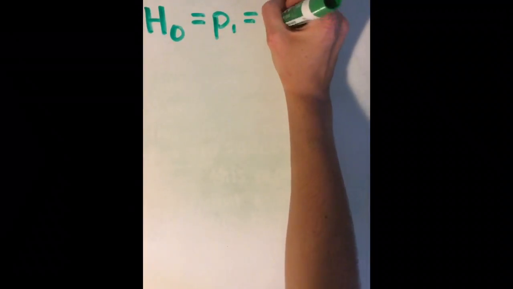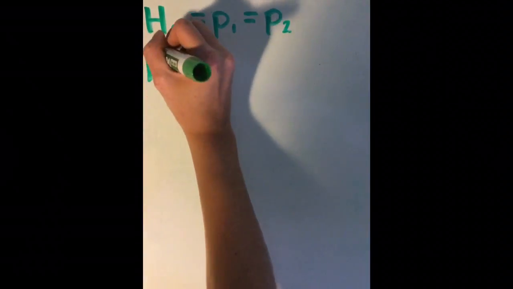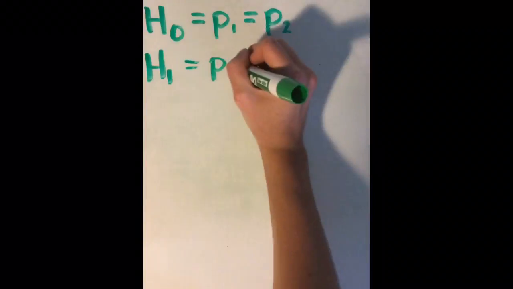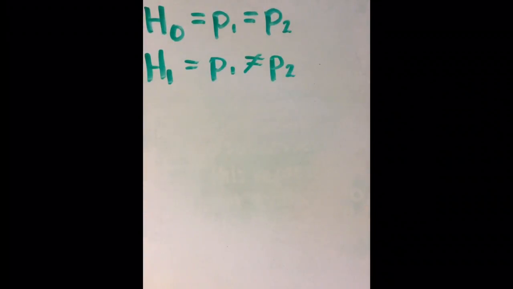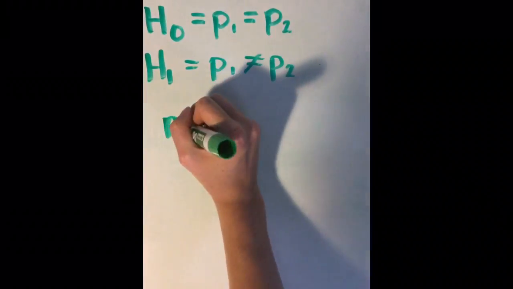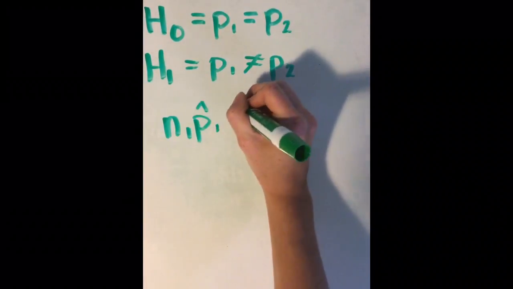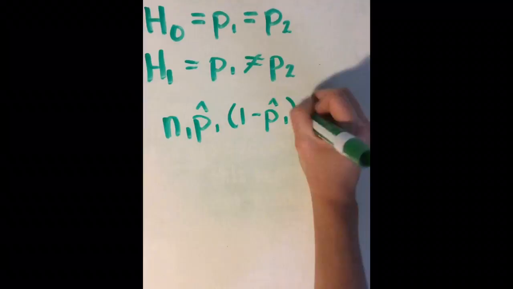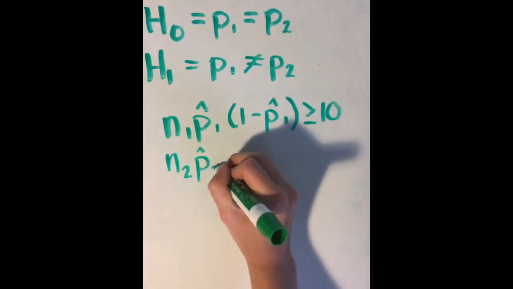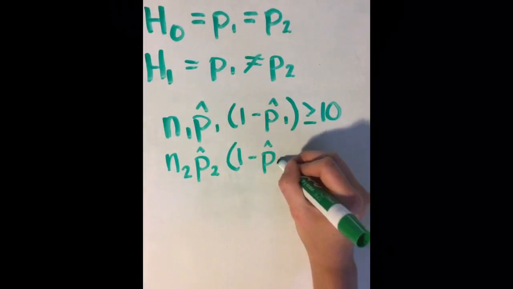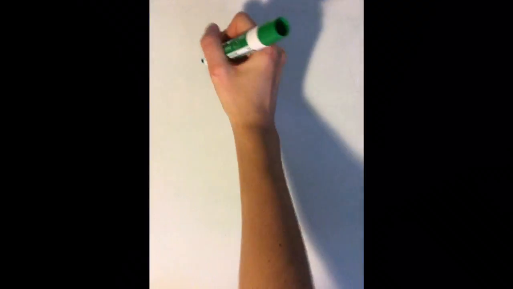significance? The first step is to identify the null hypothesis and the alternative hypothesis, the null being p1 equals p2 and the alternative being p1 does not equal p2. Next, you need to verify that the requirements are satisfied, that the sample is simple, random, and was obtained independently, using this equation to make sure that it is greater than or equal to 10.